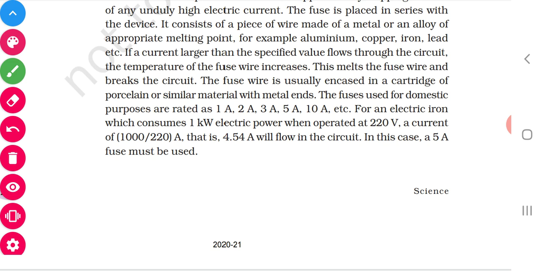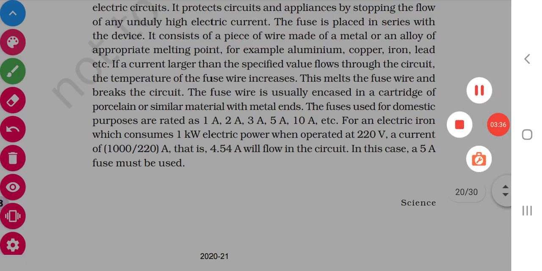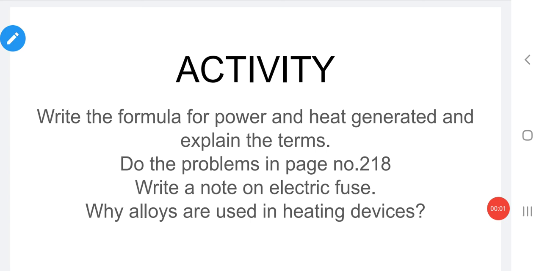Children, have you all understood? Dear children, your activity for this class is: write the formula for power and heat generated and explain the terms also. That is, you have to explain what is H, what is I, what is V, and what is R. And you do the problems on page number 218.